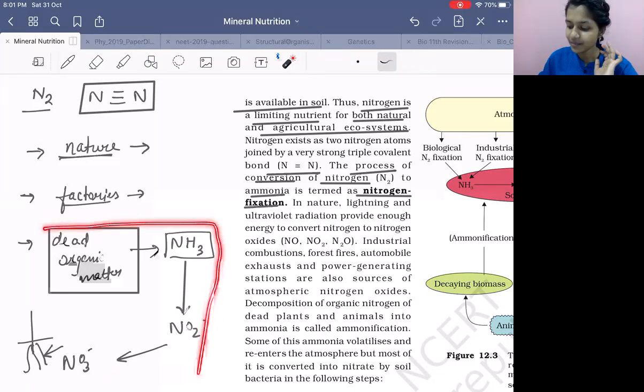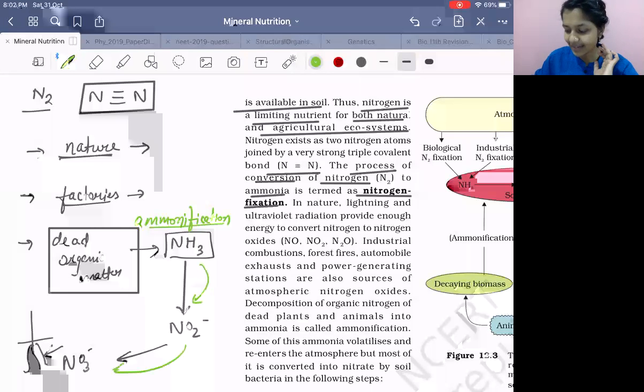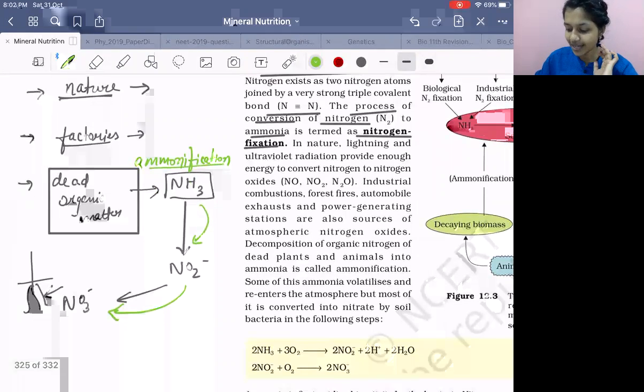When microbes are converting the nitrogen of dead organic matter into ammonia, that process is called ammonification. When this ammonia is getting converted to nitrite and nitrate, this process is called nitrification. Got it?